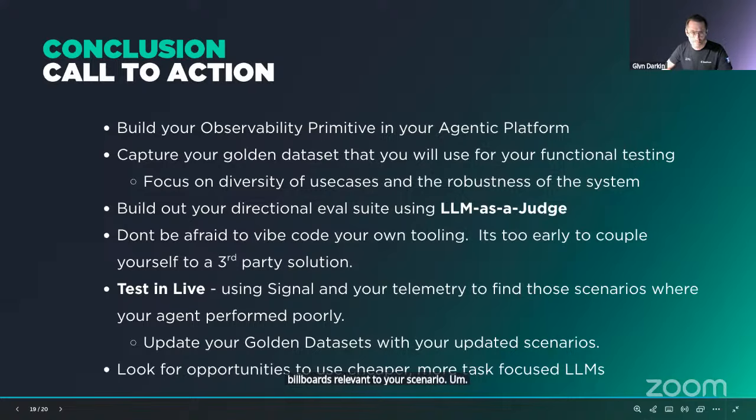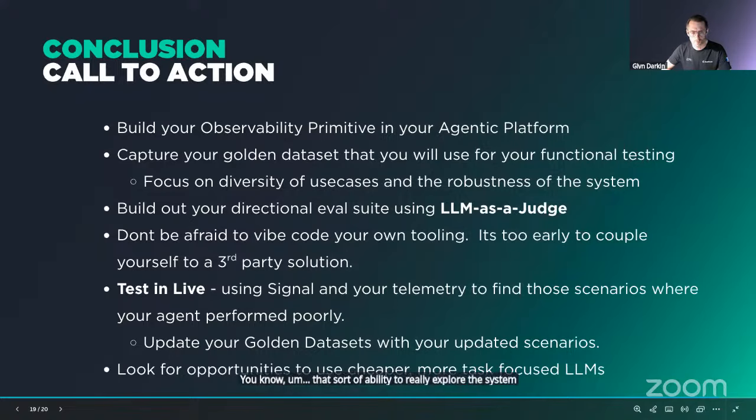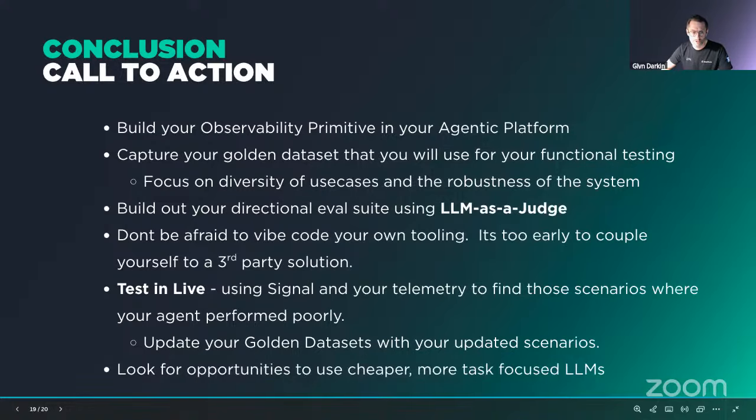Don't be afraid to test in live, as you continue to evolve your systems, capturing that signal, using your telemetry to find those scenarios where your agent performed poorly. That ability to really explore the system, explore the different routes is really important. Update the golden data sets every time you find those scenarios that don't work, those errors and failures. And then look for opportunities to use cheaper models that are more task focused.